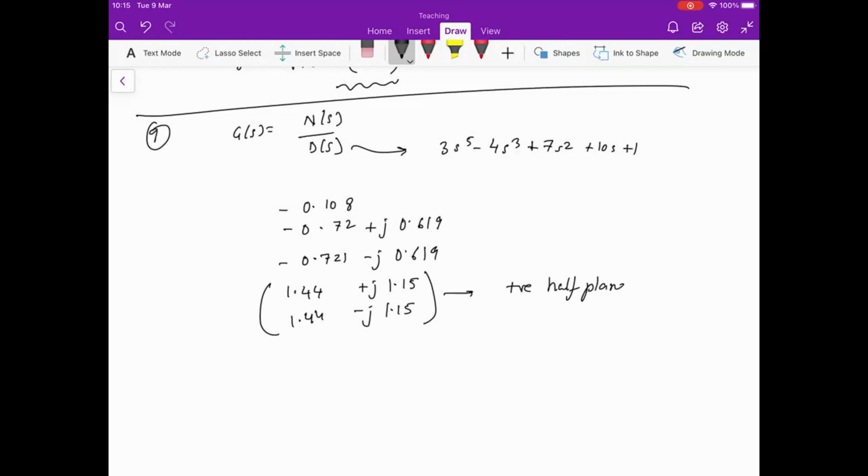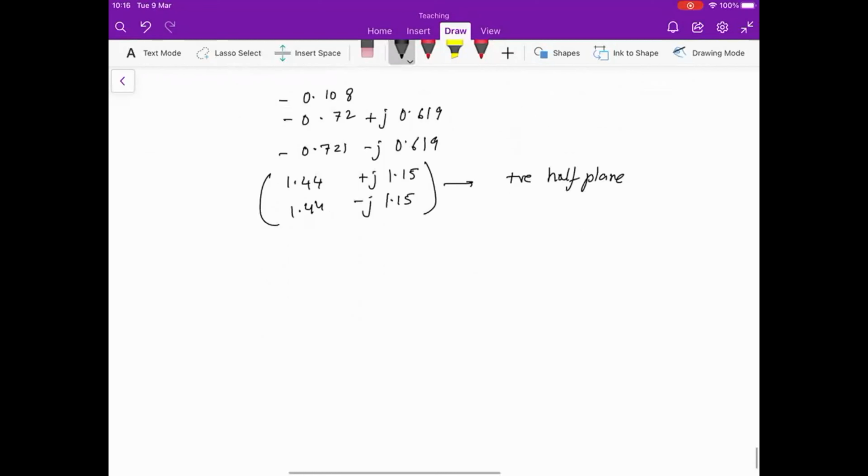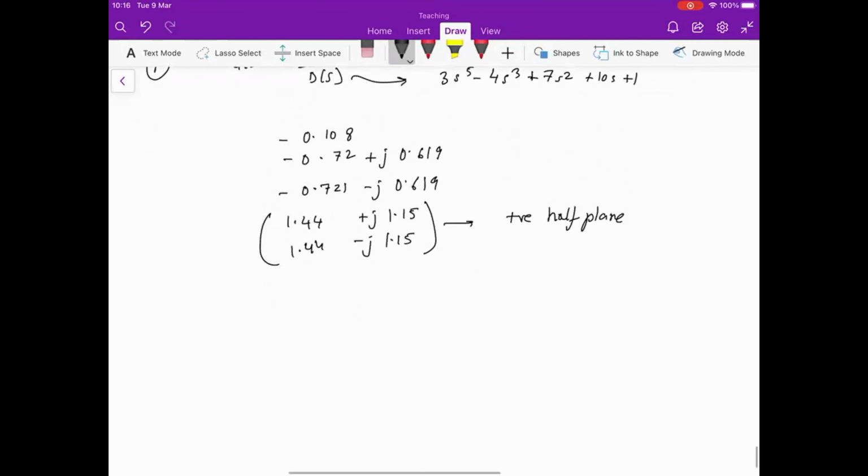And because they're in the positive half plane, the system is going to be unstable. It's as simple as that. So that's the answer to that question. Any questions about this?